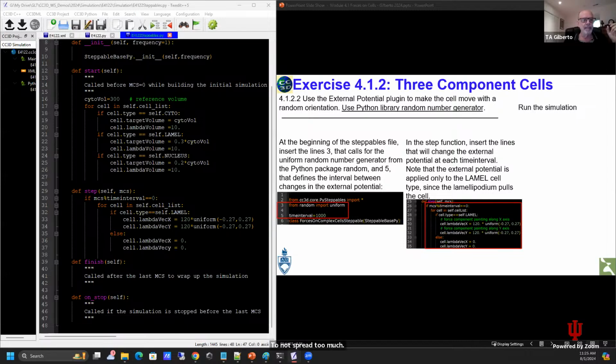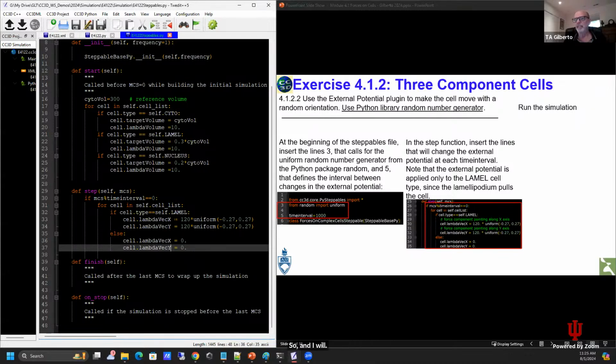The question: cell lambda vec should be cell lambda, line 37. Oh, yes. Thank you, Vixen. These capital letters keep driving me crazy. I will fix it in the students' material later. Thank you. And I will update it.